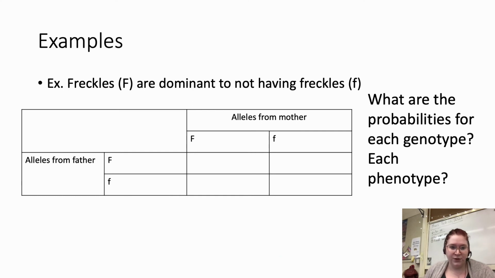Okay, we're going to do an example of a Punnett square together now. So in humans, freckles, big F, are dominant to not having freckles. So what are the probabilities for each genotype and each phenotype? Let's say we have a mother with a big F, little f. Does she have freckles? She does, because she has 1 copy of the dominant allele. Our father also has freckles, but has only 1 dominant allele and 1 recessive.